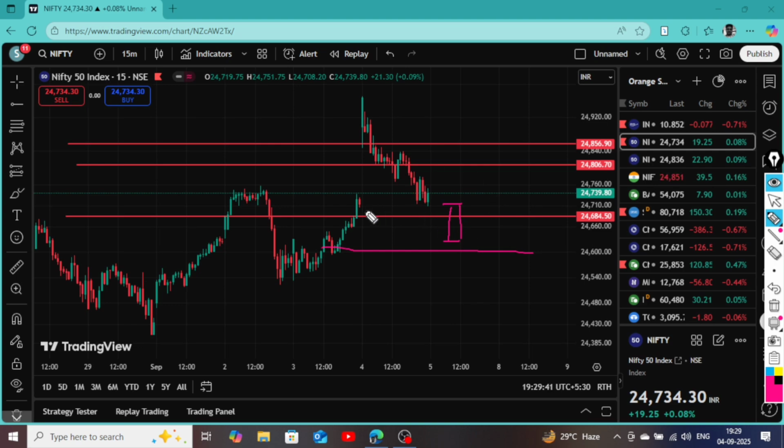So if Nifty opens gap down or touches 24,650 and then gives a 15-minute candle close just above 24,680, we can initiate a buy trade. Stop loss here, and the target will be 100 to 120 points. That means this area. So let's move to Bank Nifty.